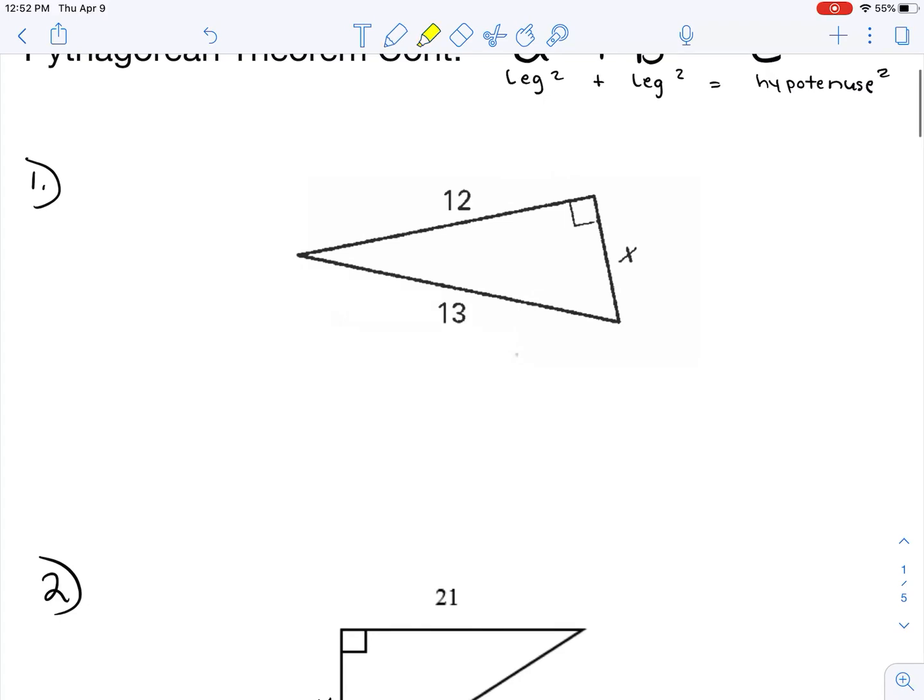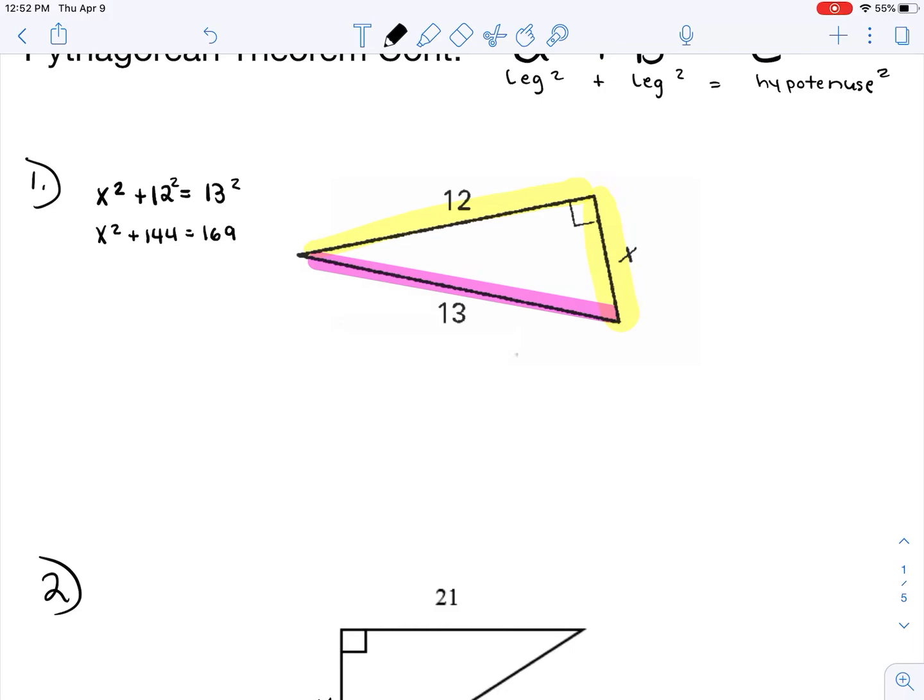So in this right triangle, we're given this leg, 12, but we're asked to find the other leg, x, and we're told that the hypotenuse is 13 units long. So using that information and using the Pythagorean theorem, we'll set up our problem like this. X squared plus 12 squared equals 13 squared. X squared plus, 12 times 12 is 144, equals 169, because that is what 13 times 13 is.